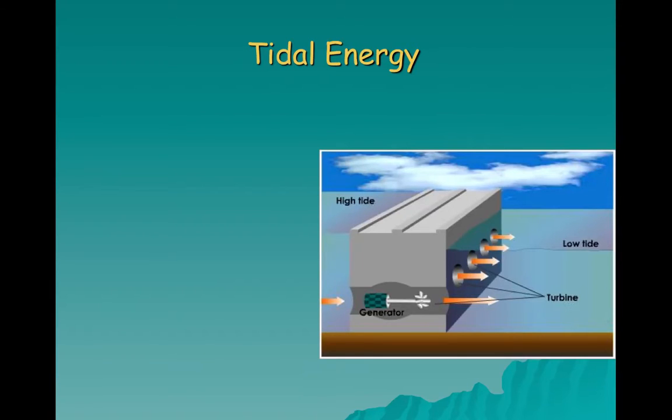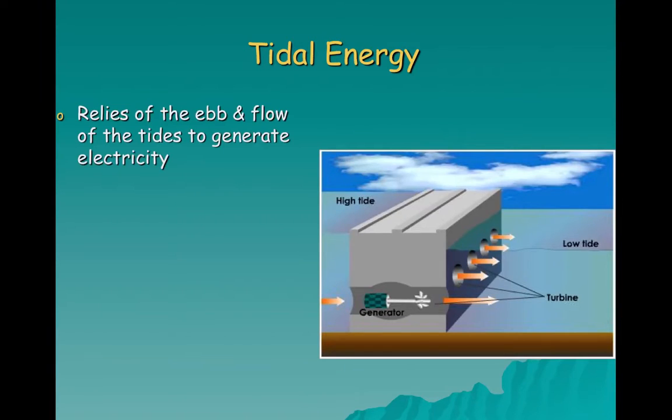And the last type of renewable energy, which you will actually see in the movie that we do on Friday, is called tidal energy, which is pretty neat. As you can imagine, it relies on the ebb and flow of tides to generate electricity. So basically, ocean water coming in and going out, the movement of that water, is a way to generate electricity. And there are two ways that this can work.